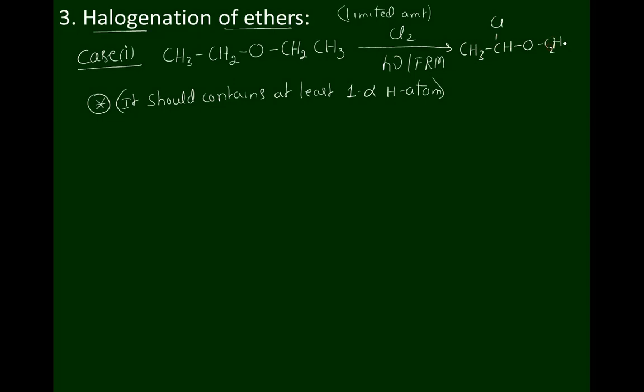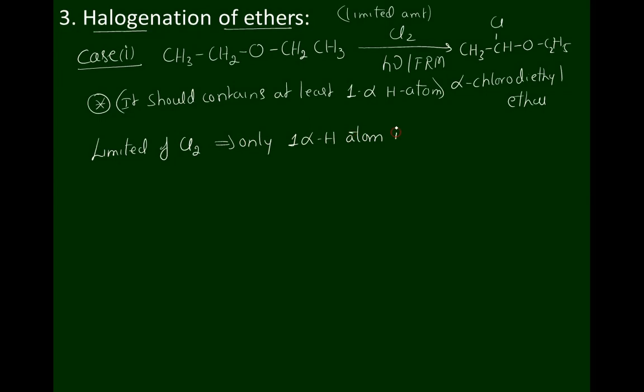The product is CH3CHClOC2H5. The name of the compound is alpha chloro diethyl ether. Means when I use a limited amount of chlorine, only one alpha hydrogen atom is replaced by halogen.